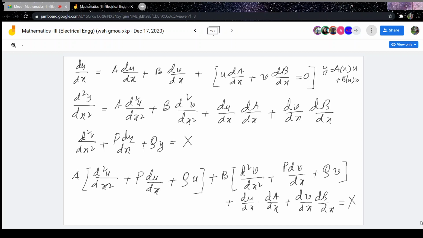Now we know this is 0, this is 0, because your u and v was the solution of the homogeneous equation. So definitely this should be 0, this should be 0. So I am left with this du dx, a right hand side, this.